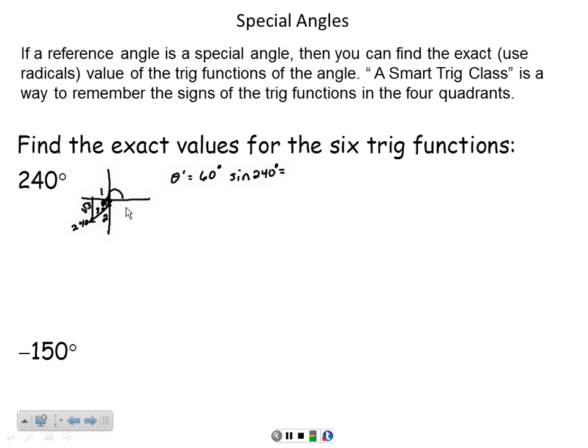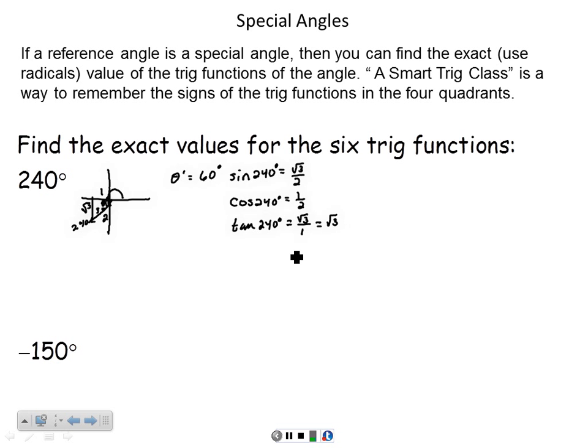So sine of 240 is going to be opposite over hypotenuse, so that's going to be square root of 3 over 2. Cosine of 240 is going to be adjacent over hypotenuse, so adjacent is going to be 1 over 2, so 1/2. And then tangent of 240 is going to be opposite over adjacent, which of course is just going to be square root of 3.